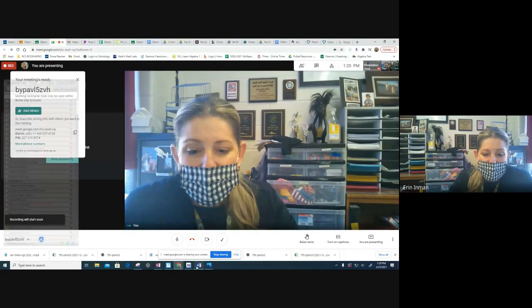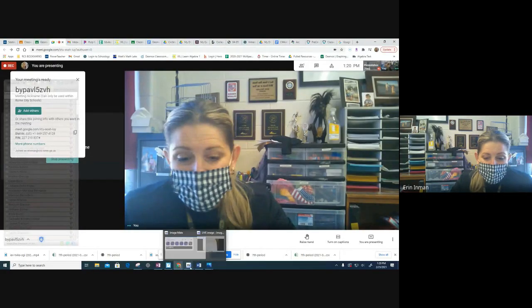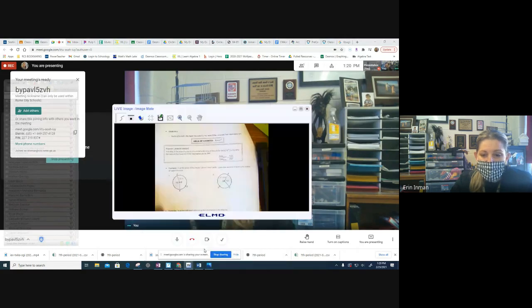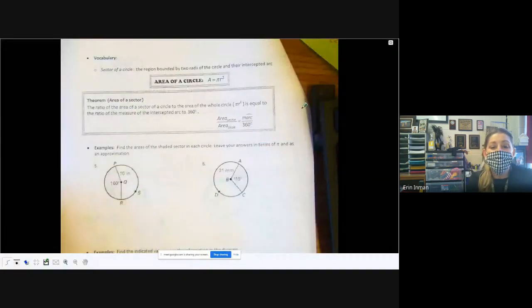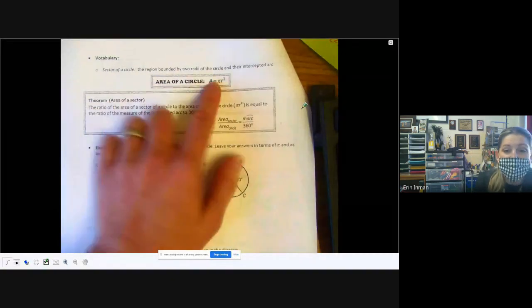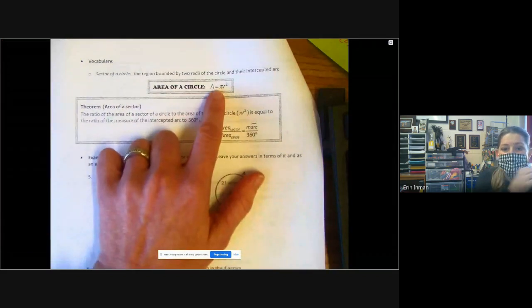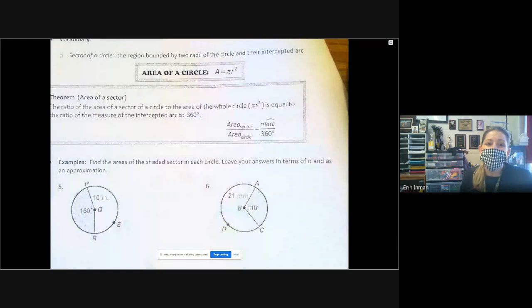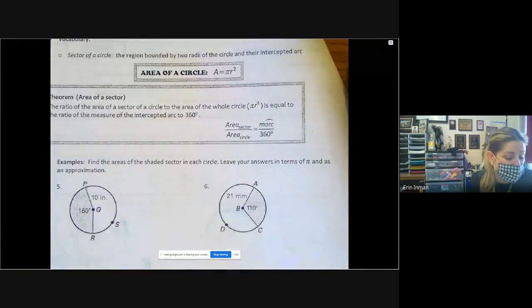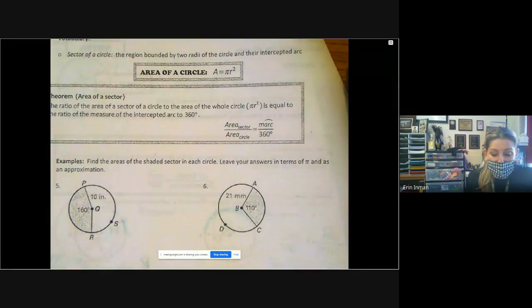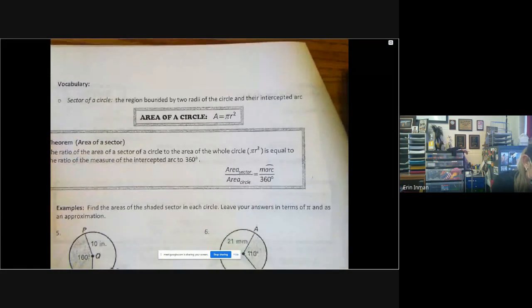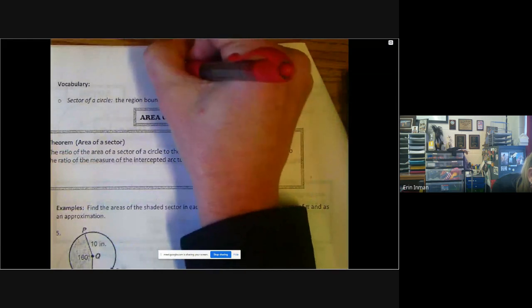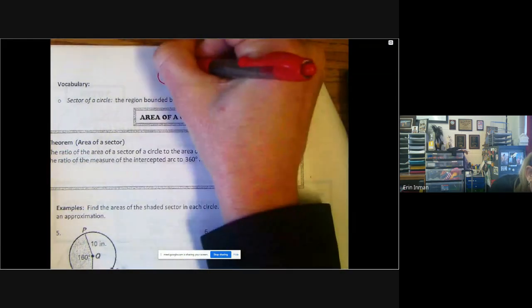Here we go. All right, so we're going to be looking at area of a circle. And if you remember, hopefully you remember that the area of an entire circle is pi r squared. Okay, so when we are looking at a sector of a circle, in real life, I always think about pizza, which is normally cut into slices. And if I just cut one little slice of pizza, this is what we consider a sector.